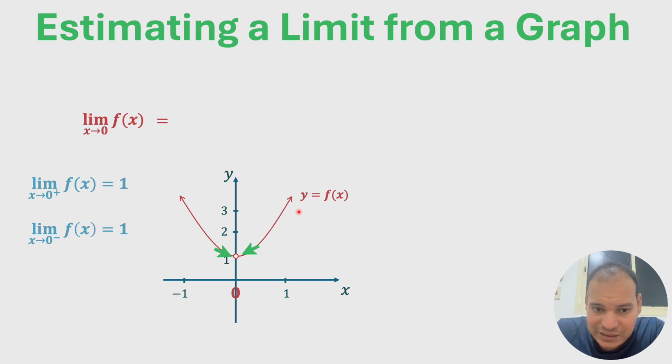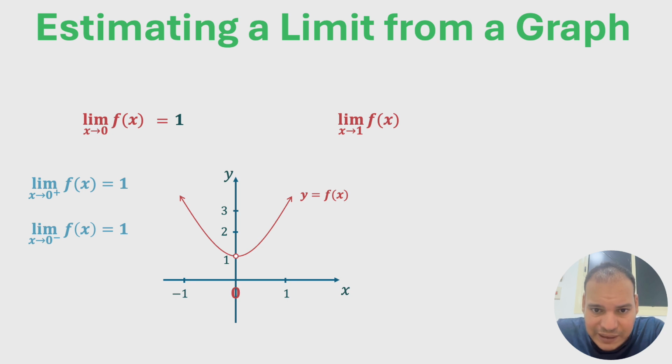Now, since the function has a limit from the right and the same limit from the left, we say that for the given function, the limit of f of x when x approaches 0 is equal to 1. So again we are doing the same thing, but this way we just use a mathematical way to represent or express this. Let's move on.